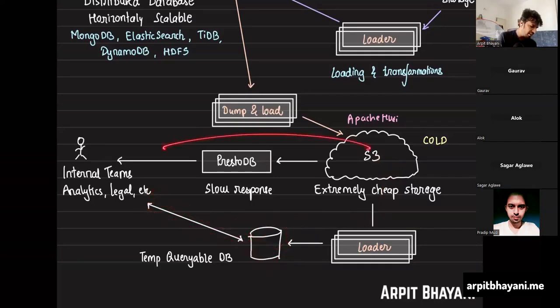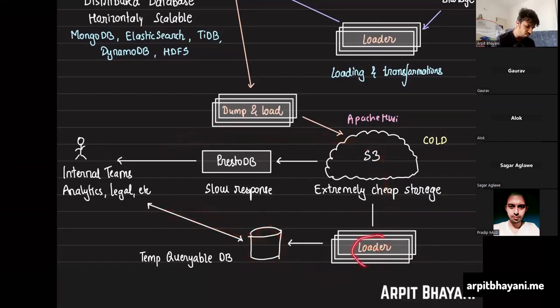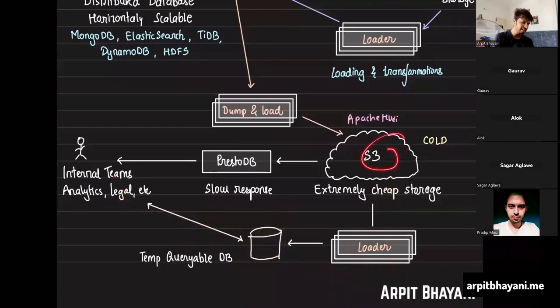So instead of making direct queries to S3, it is better if you load it, put it into a temporary database and then query it. Which is why you need a small loader that loads this data and puts it into temporary storage. Once this job is done, you can delete this data. The data is still residing on S3. That's not a problem. You are just loading it into a temporary database so that internal teams for legal purposes and all can query it.